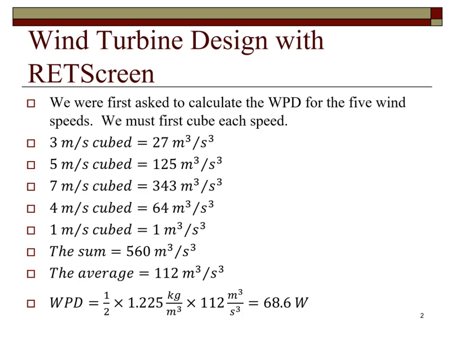The average of the cubes is 112 meters cubed per second cubed. This value multiplied by 1/2 and the density of air gives us the wind power density equal to 68.6 watts. It is very important to note that we take the average of the cubes of the wind speed, not the cube of the average, which will give us a smaller answer.